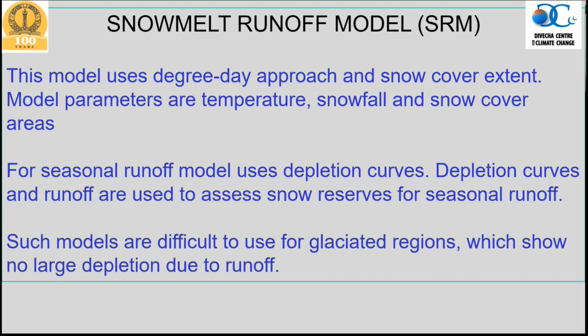In this particular model, the Snowmelt Runoff Model, SRM, for seasonal runoff, it uses the depletion curve. The depletion curve and runoff are used to assess the snow region and seasonal runoff. So you require two parameters. The idea is that you have historical data of snow cover. From that historical data, you estimate the depletion curve, correlate that depletion curve with runoff, and presume that it will remain so this year. By using that, you get the seasonal runoff. So for the entire season, how much runoff is there?